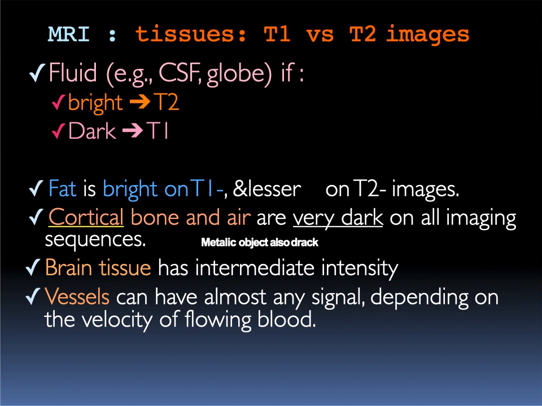So this is very important. Fat is bright in T1 and T2.